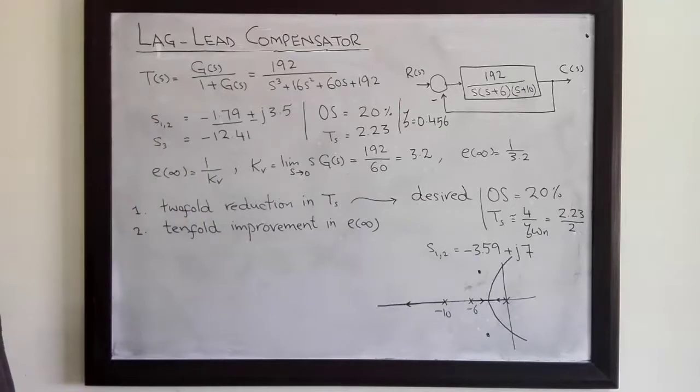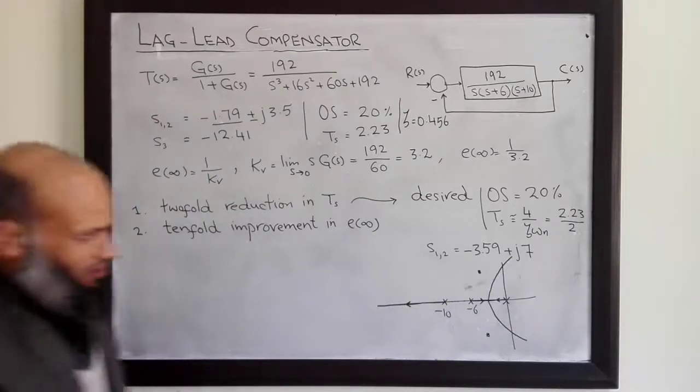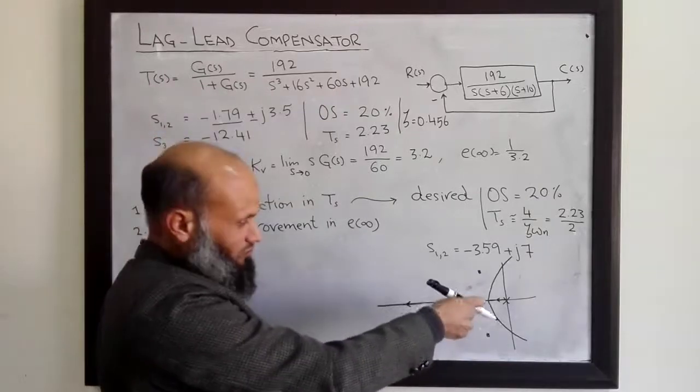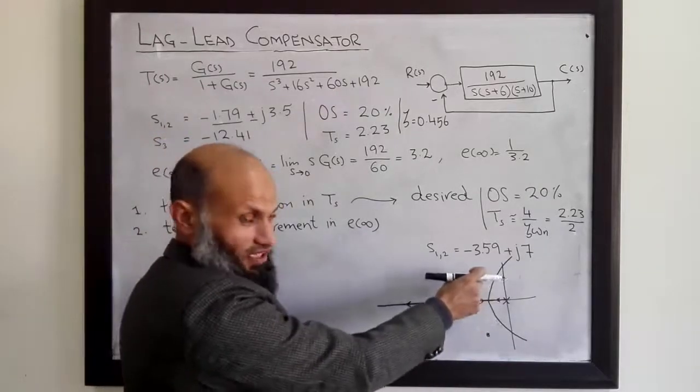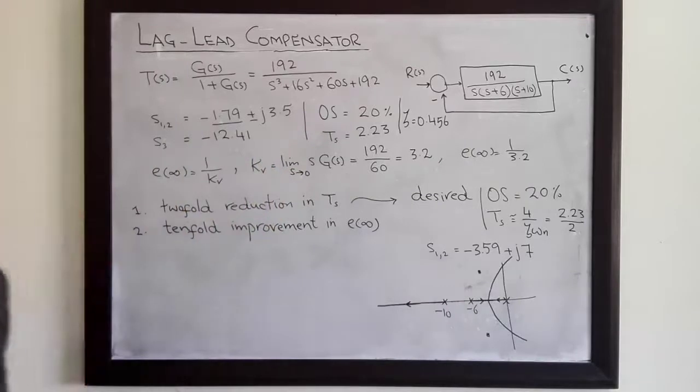So what we shall do is design a lead compensator. The lead compensator will contribute some additional angle, and the angle condition will be satisfied for these points, and hence the new root locus will pass through these desired closed loop poles. You know the design procedure for the lead compensator.